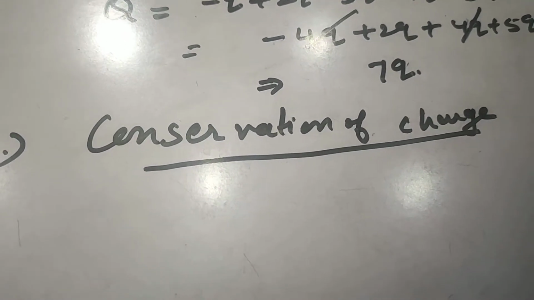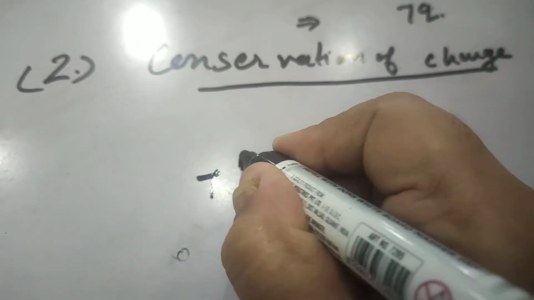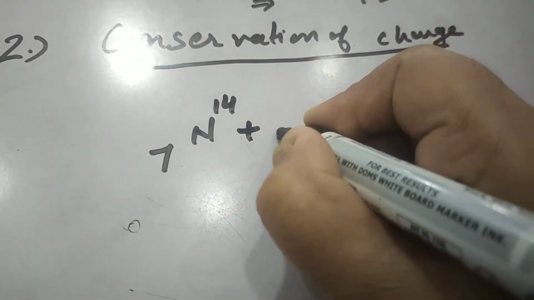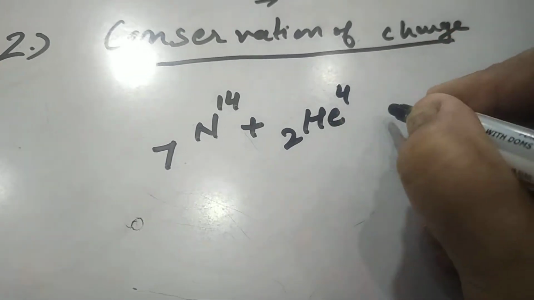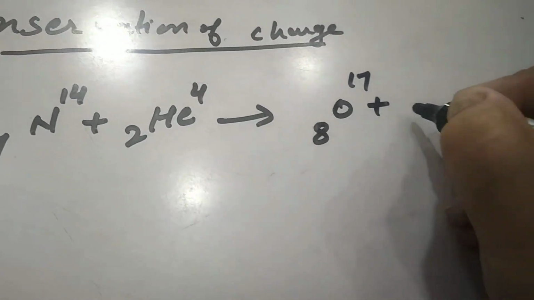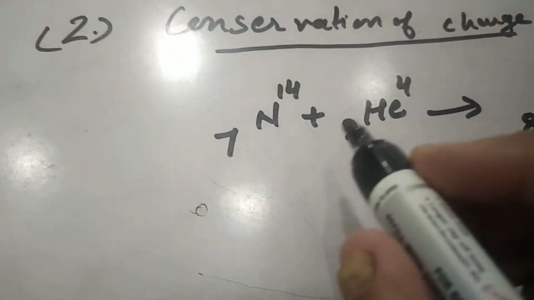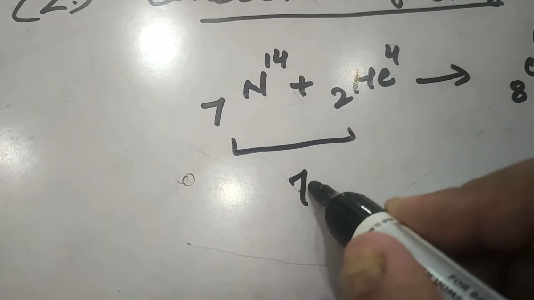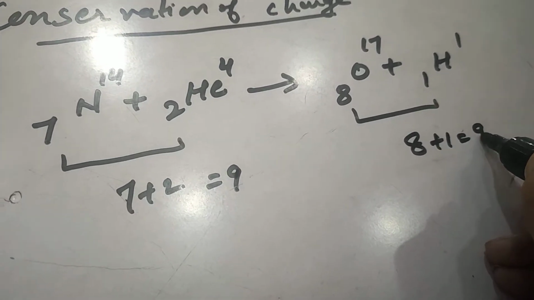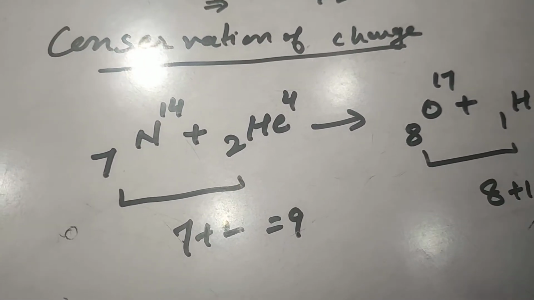It is only redistributed. For example, if we are having nitrogen 7N14, when it is reacted with, suppose, helium, then it will produce oxygen plus 1 hydrogen atom. Now how is the charge conserved? We can see on the left hand side the net charge is 7 plus 2 is equal to 9. And after the reaction again it is 8 plus 1 is equal to 9. It means the net charge on the system remains conserved whatever reaction has taken place.